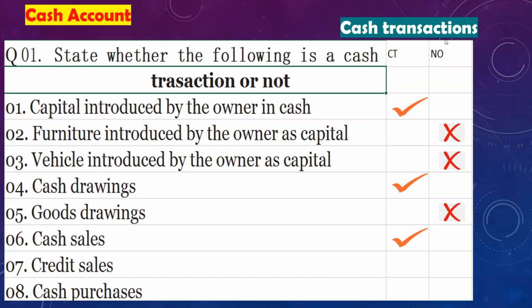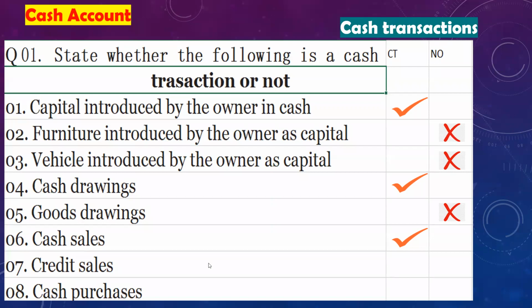Cash sales, we are giving the goods, taking the money. Cash drawings, we are giving the money. Credit sales, we are selling now, we will receive later. Later means it cannot be cash transaction. I hope you understand the point. So it is not a cash transaction.